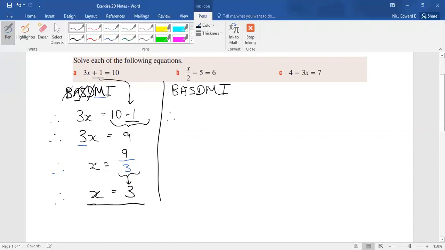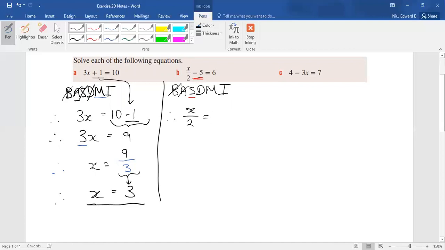We think to ourselves for the second example, x on 2 take away 5 equals 6, slightly harder, maybe a bit harder to see. Do we have any brackets? Nope. Do we have any addition? Nope. Do we have subtraction? Yeah, we do. Here's the subtraction. So the subtraction here is the minus 5. So what we want to do is throw the negative to the other side and turn it into a positive. And so our first line of working would look like this. So the x on 2 stays.